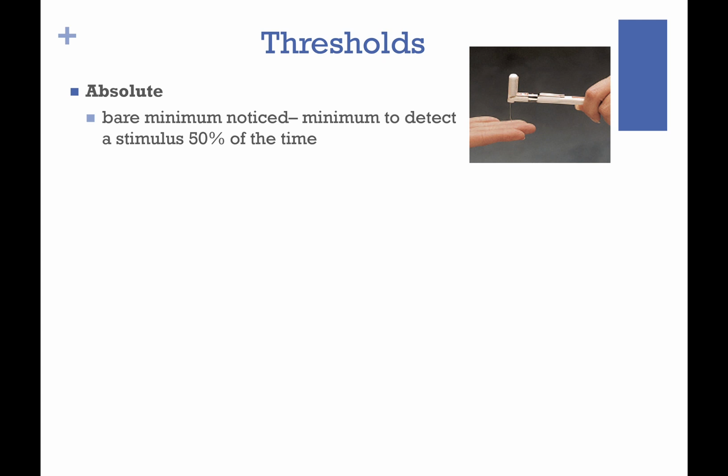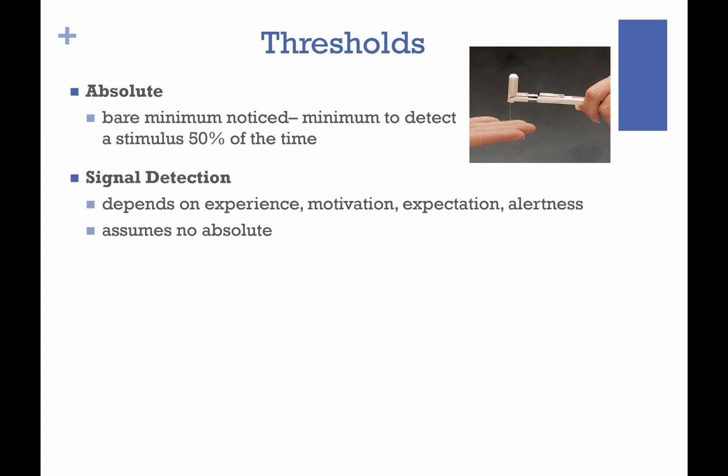So if we're talking about the absolute threshold for sound, it is the bare minimum decibel that's required for your brain to actually comprehend the sound half the time that it hears it. An absolute threshold for physical touch or pain would be the minimum amount of pressure that's required in order to stimulate a sense of touch.